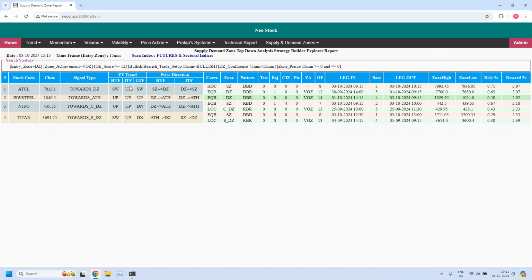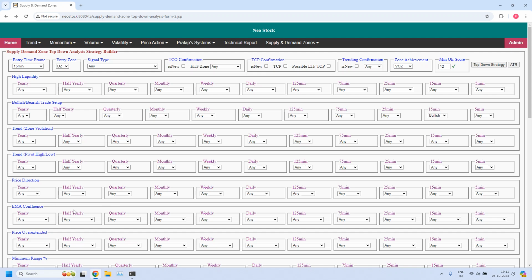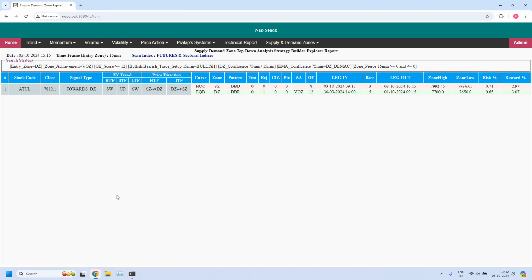Let's verify whether any of these 75 minute zones have daily EMA confluence, because the 75 minute zone trend is an uptrend. If the 75 minute zones have daily EMA confluence, it's a high probability setup. So in the EMA confluence at the 75 minutes time frame, the 75 minutes demand zone has a daily EMA confluence. Only 1 stock is filtered. So it's a high probability setup.